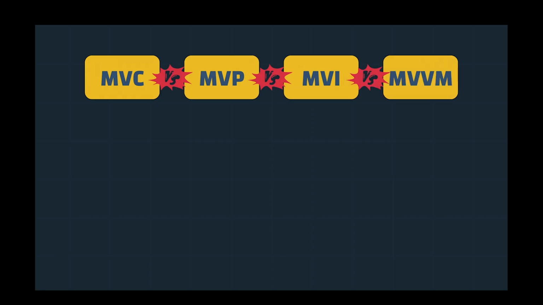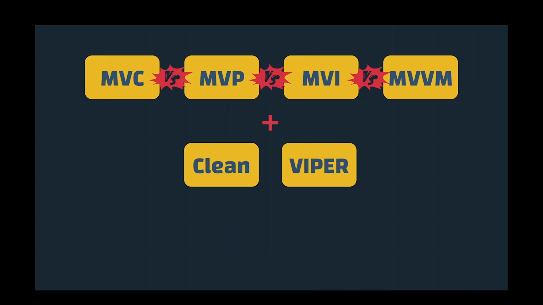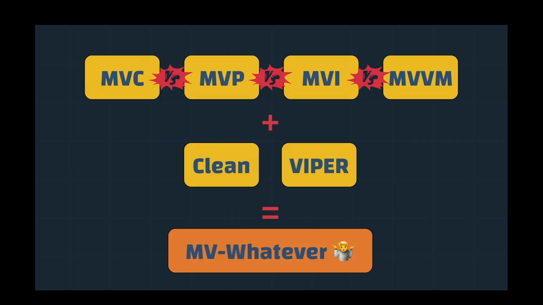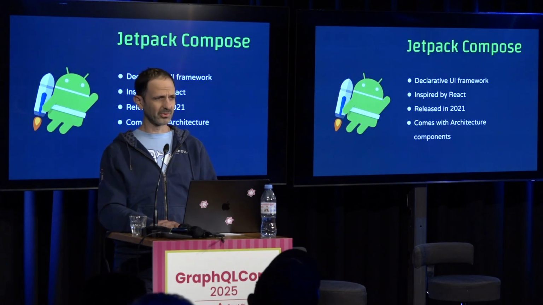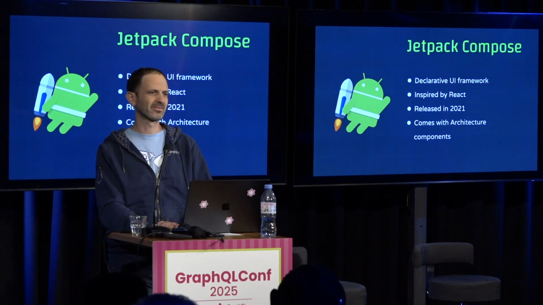MVVM, model view view model. And then you can throw in a pinch of Clean or Viper or hexagonal architecture, which is, at this point, where my brain usually phases out. And I'm like, yeah, just do model view, whatever works for you. This is perfectly fine. A few years back, Google introduced Jetpack Compose.